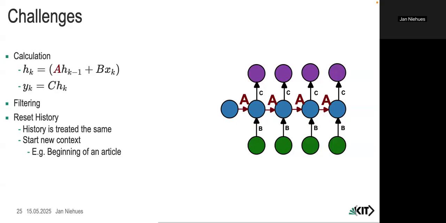Or if you have these counters, which should measure where you are in your sentence, and you then have a sequence of sentences, you also would like the counter to restart when the sentence is over. So this ability to reset is not really possible because the history is always treated the same. It doesn't depend on where we currently are. The history is somehow always treated the same.